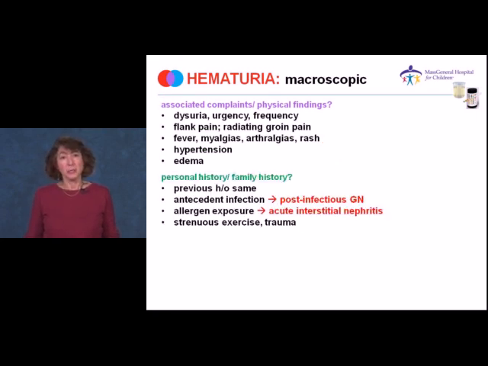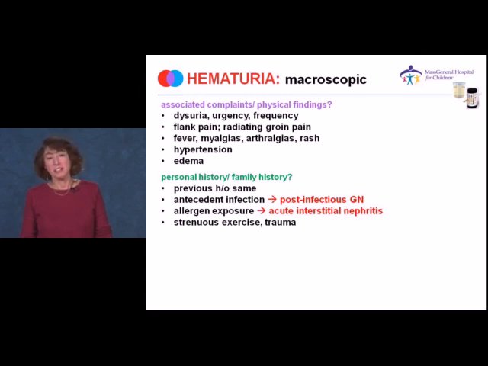The other thing when you're trying to evaluate hematuria, in addition to the complaints of the patient, is just the general personal history of the patient, and what's going on in the family medical history. For example, is this the first time the patient has had macroscopic hematuria, or has there been previous episodes? Has there been an antecedent infection? Did they have a pharyngitis 2 weeks ago, and now they have a post-infectious glomerulonephritis presenting?